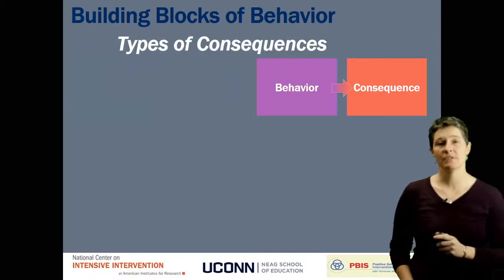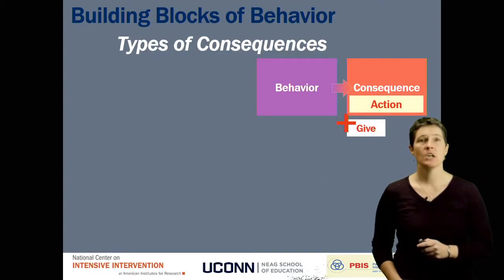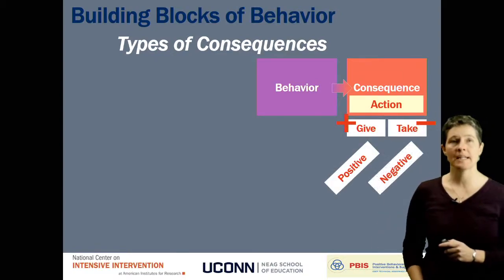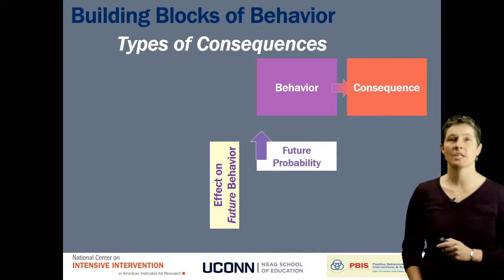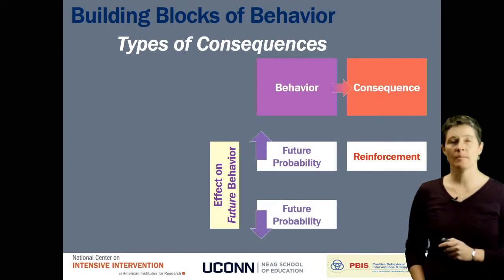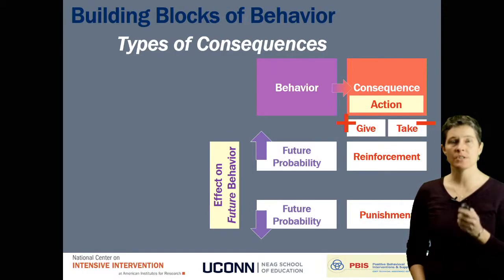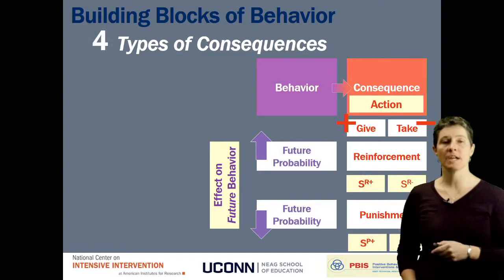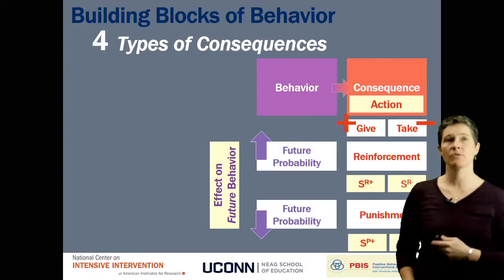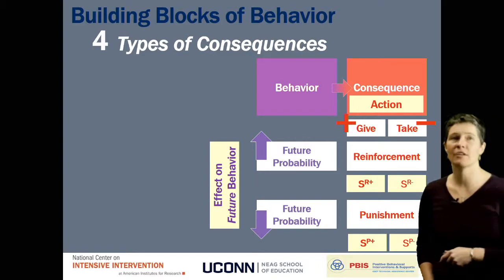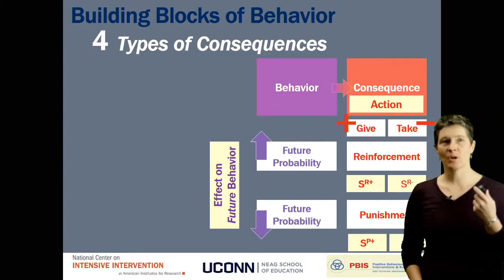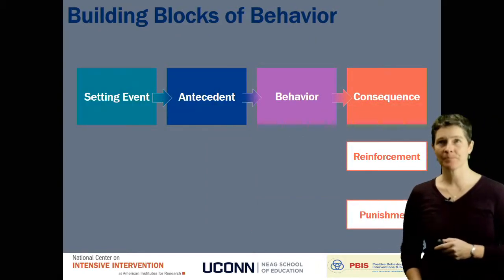We then defined different types of consequence strategies. We talked about adding and taking things from the environment. We talked about the future effect on behavior and putting those things all together. We have 4 different types of consequences: positive and negative reinforcement and positive and negative punishment. The vocabulary should all be coming back to you now.